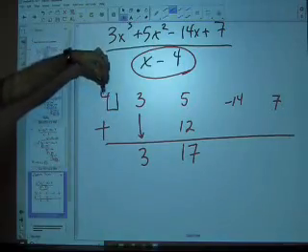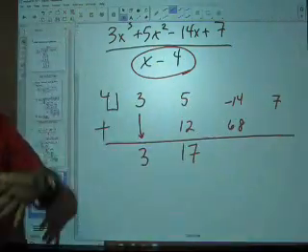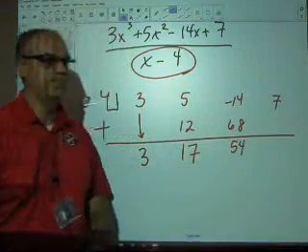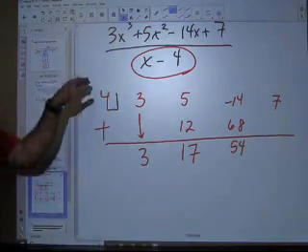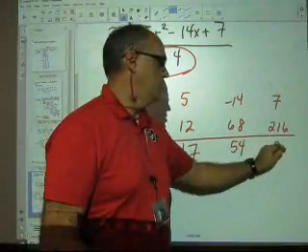Now we go back and we're going to multiply the 4 times the 17, and that happens to be 68. And we're going to add again, and that is your 54. Once again, we multiply 4 times 54. It's 216. We add 223.